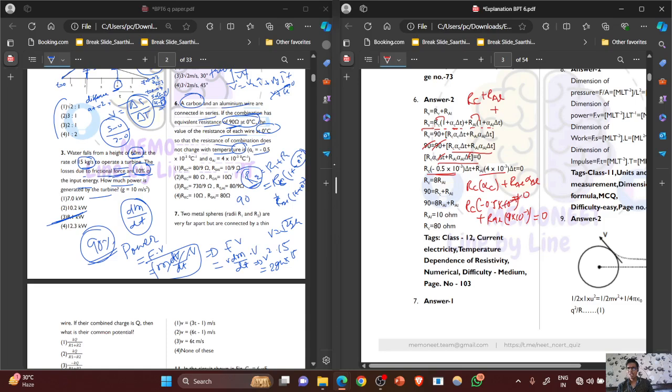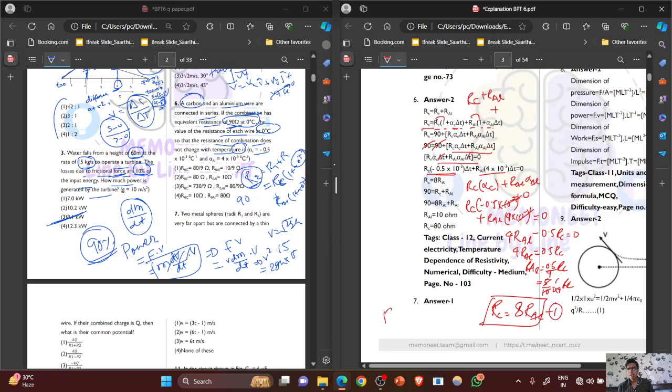From here 10 to the power minus 3 also goes out. Then it becomes 4 Ral minus 0.5 Rc equals 0. Then it will become 4 Ral equal to 0.5 Rc. From here Ral will be 0.5 by 4 Rc. 0.5 means 5 by 10, which means 1 by 2, so it means 1 by 8 Rc. So your Rc will become 8 times Ral. So this is your one equation.